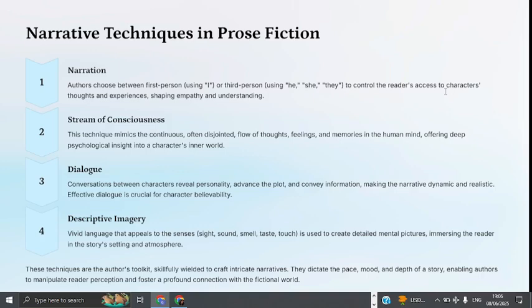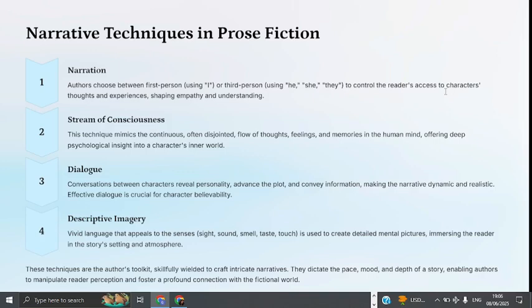Then under the narrative techniques also we have the plot structure, whereby we have both linear narrative and non-linear narrative. Then we have characterization, then we have symbolism and imagery, foreshadowing and suspense, stream of consciousness, dialogue, descriptive imagery, themes and motifs. So these are narrative techniques in prose fiction.